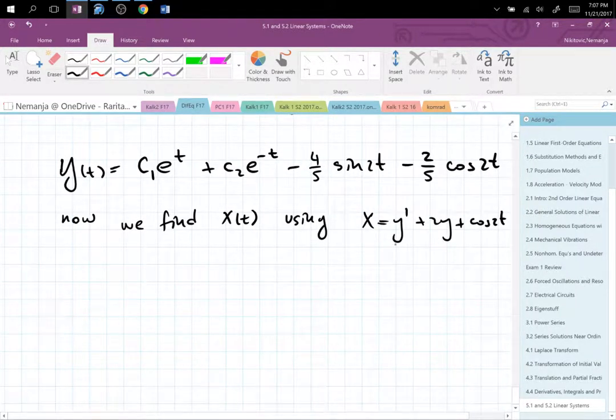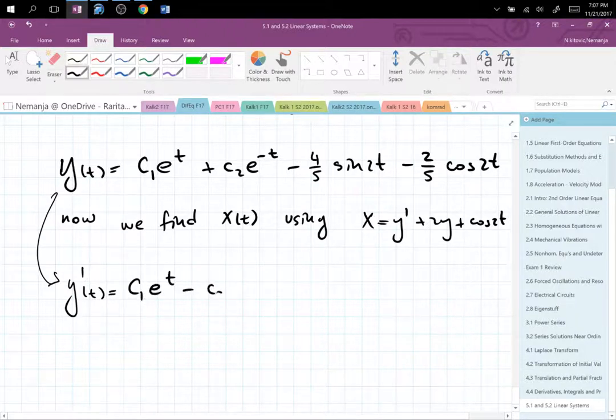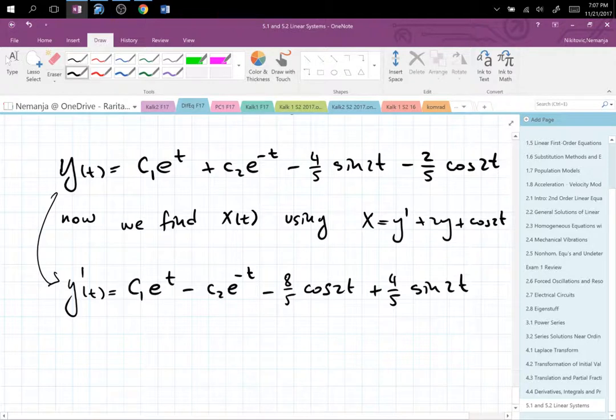In order for us to use this formula, we have y to plug in. We need y prime. So now I need to differentiate this and get my y prime, which is c1 e to the t minus c2 e to the minus t. And then the derivative over here is minus 8/5 cosine 2t. And then the derivative of cosine is negative sine, so plus 4/5 sine 2t. That's the derivative. Now we gotta put all that in there.